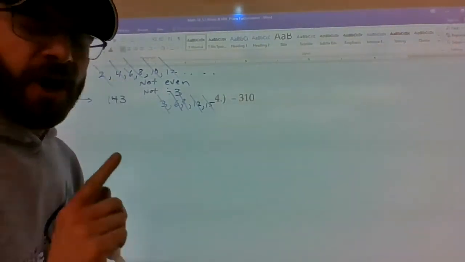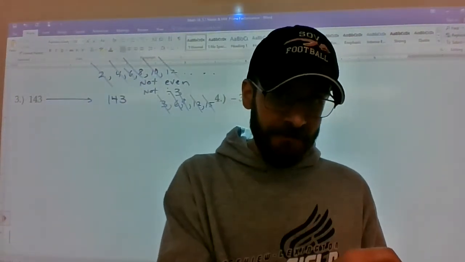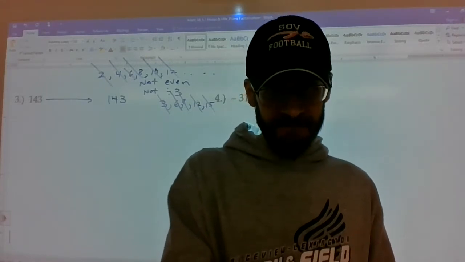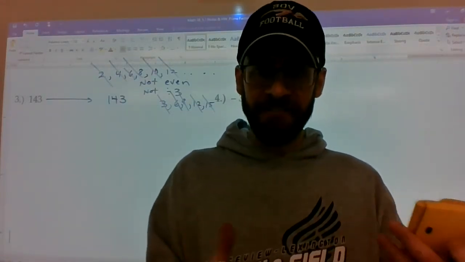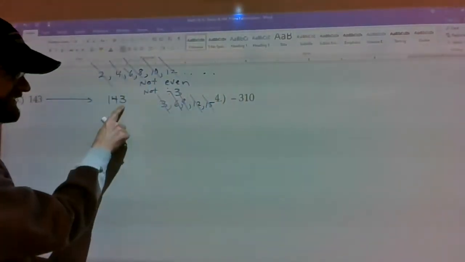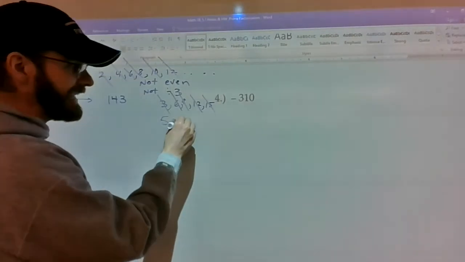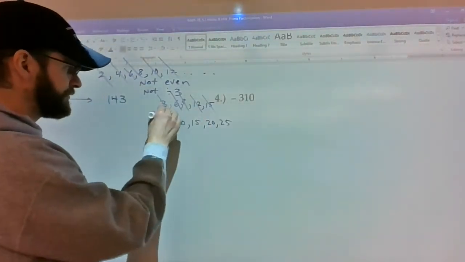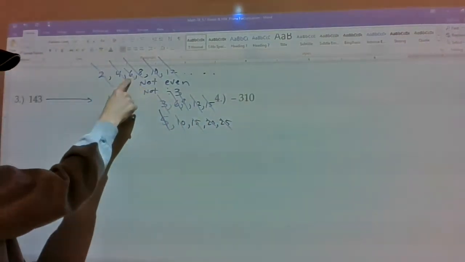5? Now, dividing by 5 means it has to end in a 5 or end in a 0. Like 5, 10, 15, 20, 25, 30. Notice they all end in a 5 or a 0. So since this doesn't end in a 5 or a 0, it's not going to divide 5 or any multiples of 5. So forget 5, forget 10, forget 15. Doesn't divide 6 because it's even.